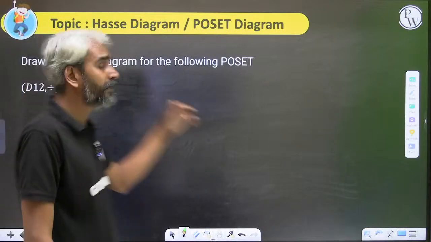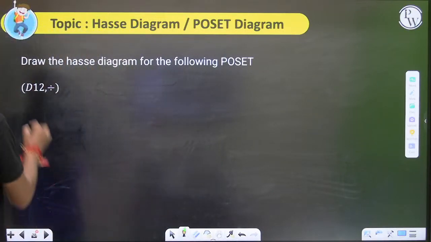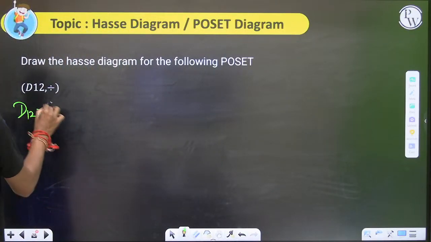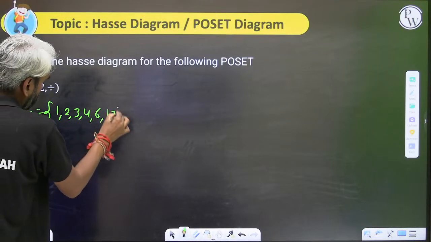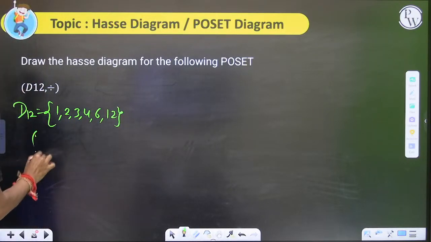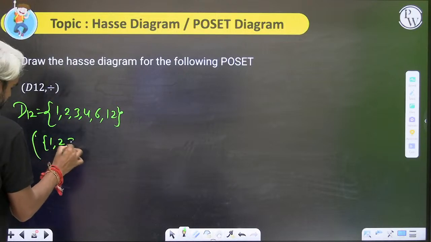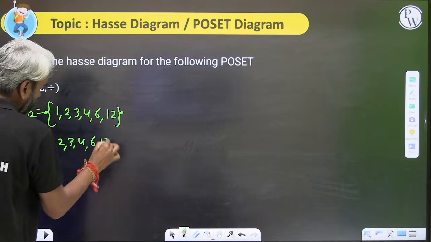Sir, next one, D12. What is D12? D12 is 1, 2, 3, 4, 6, 12. So, we are actually looking for one poset diagram of 1, 2, 3, 4, 6, 12.